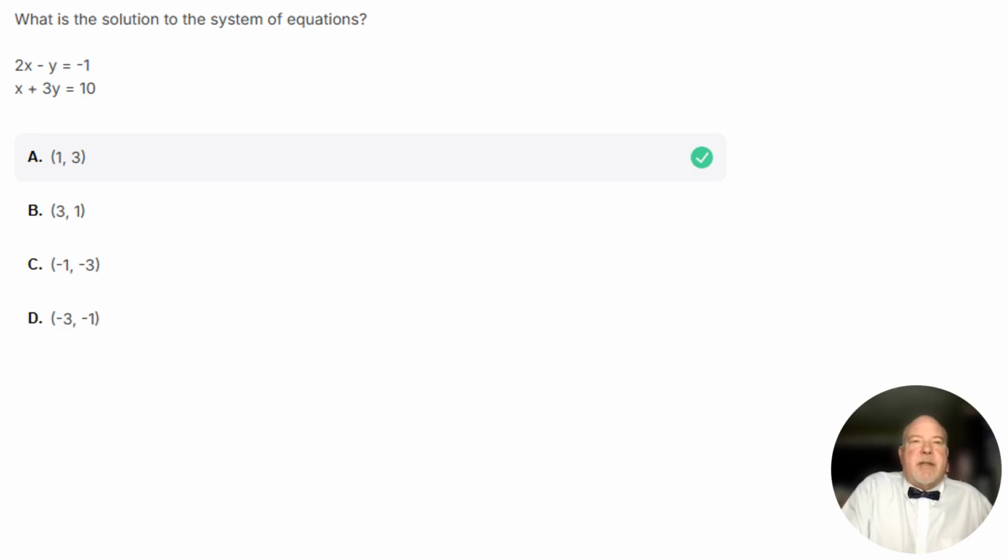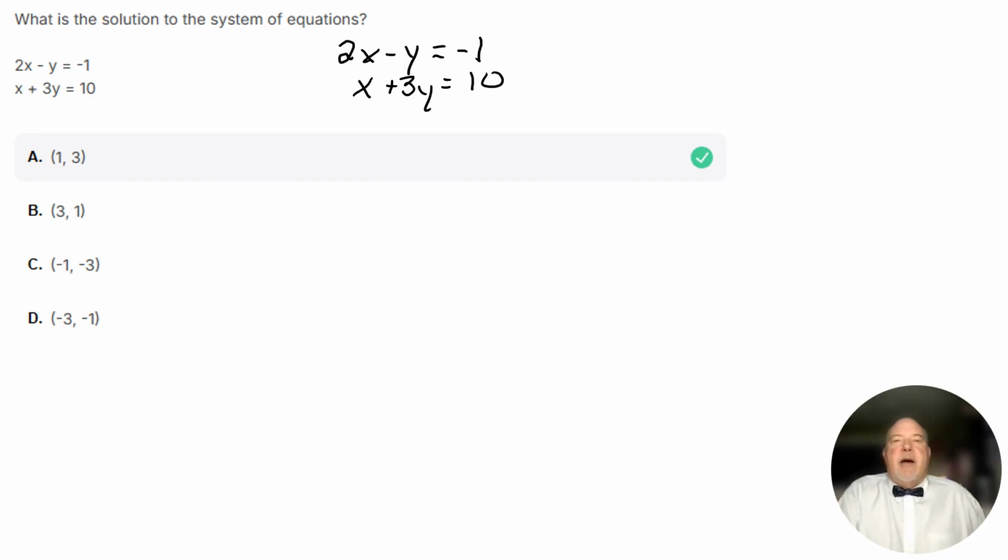So let's start off by writing these equations down. Just to give myself more room, I have 2x minus y equals -1, and I have x plus 3y equals 10. Now, if I was to add these together right now, nothing would be eliminated. I would add this, that would be 3x. I'd add this, that would be 2y. So I wouldn't eliminate a variable.